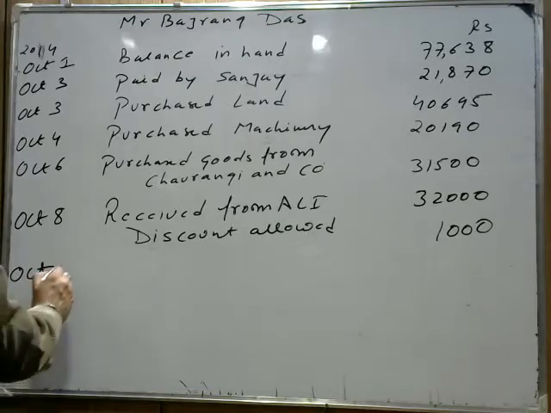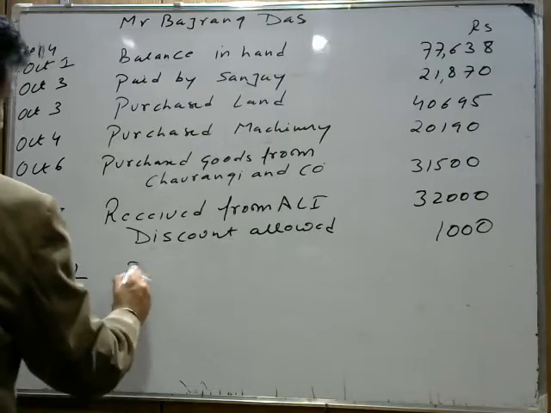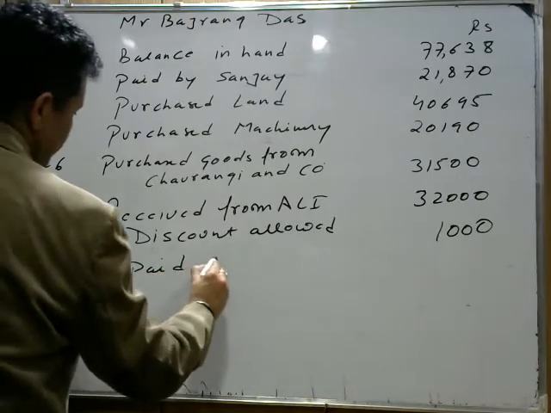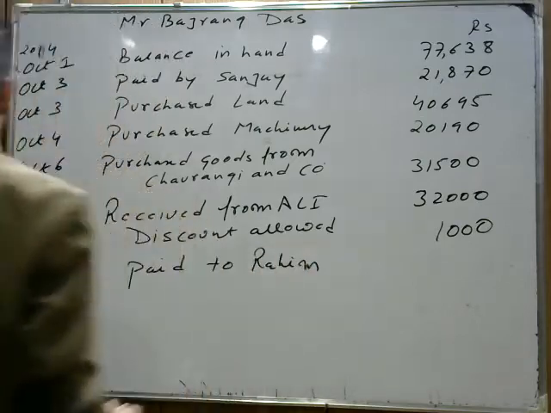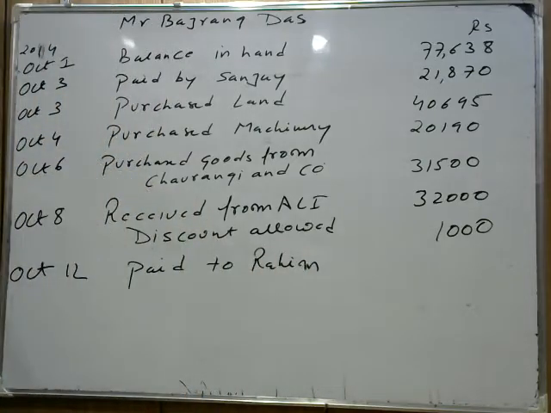Next is October 12, paid ₹5,500 to Rahim. Paid to Rahim, we say simply, you paid to Rahim. How much are you paying? You are paying ₹5,500.